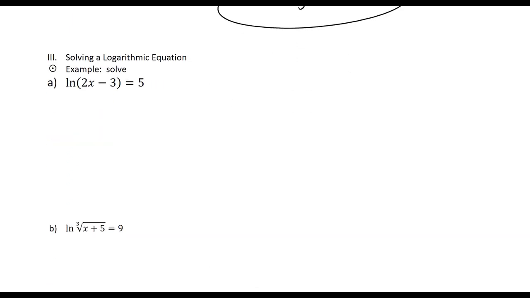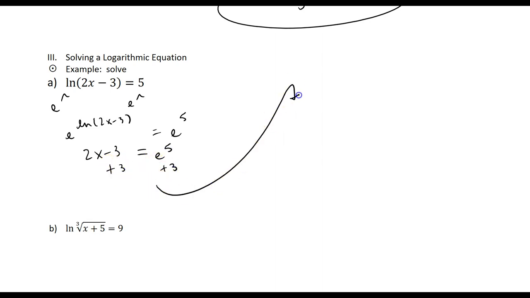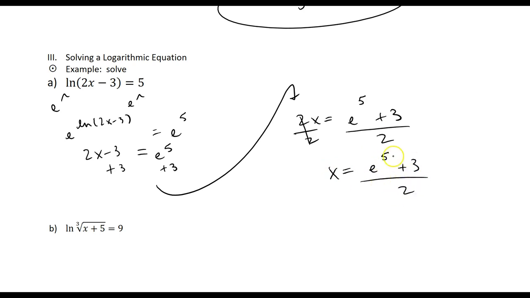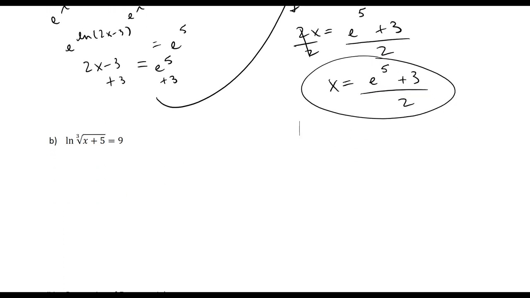Now you can solve logarithmic equations as well. You could take e and raise it to both sides. So e to the natural log of 2x minus 3 power is equal to e to the 5th power. And we know e raised to a natural log is just equal to whatever's in those parentheses. So if I add 3, I get that 2x equals e to the 5th plus 3. And if I divide by 2, I get that x equals e to the 5th plus 3 divided by 2. And again, you could round that if you want to, but we're just going to leave it like that. Depends on what your instructions say.